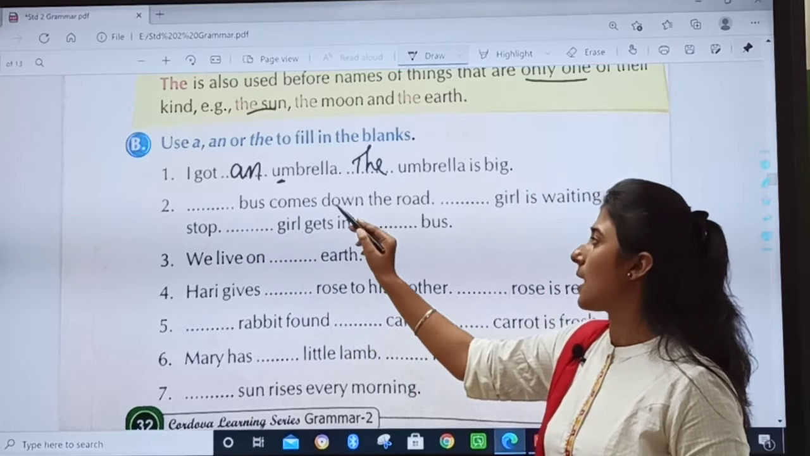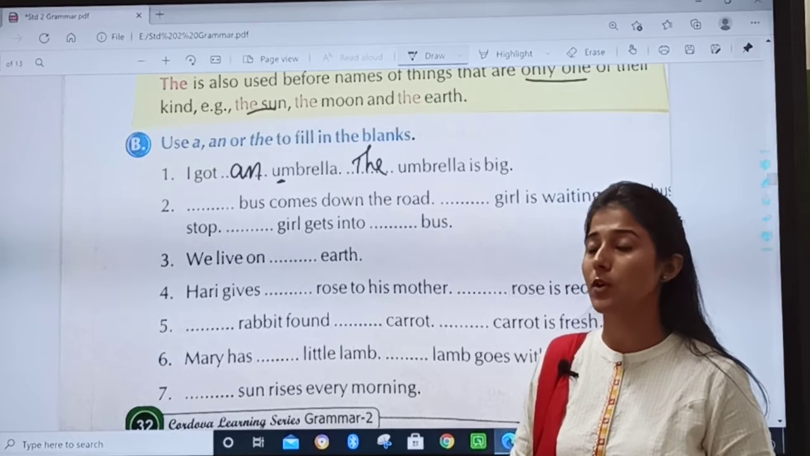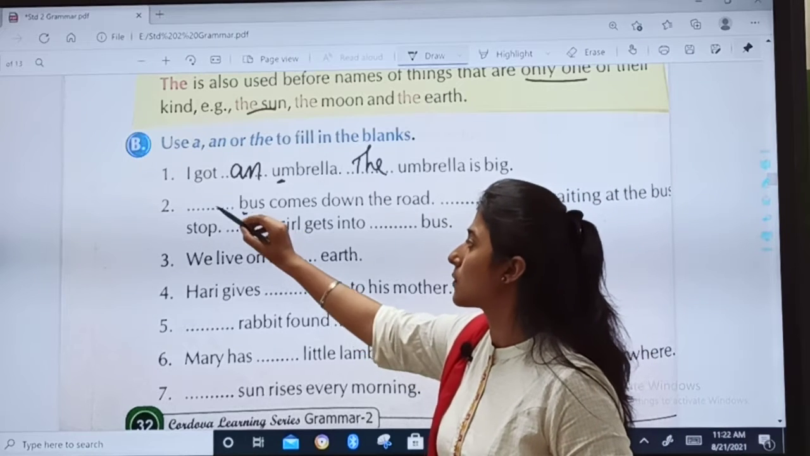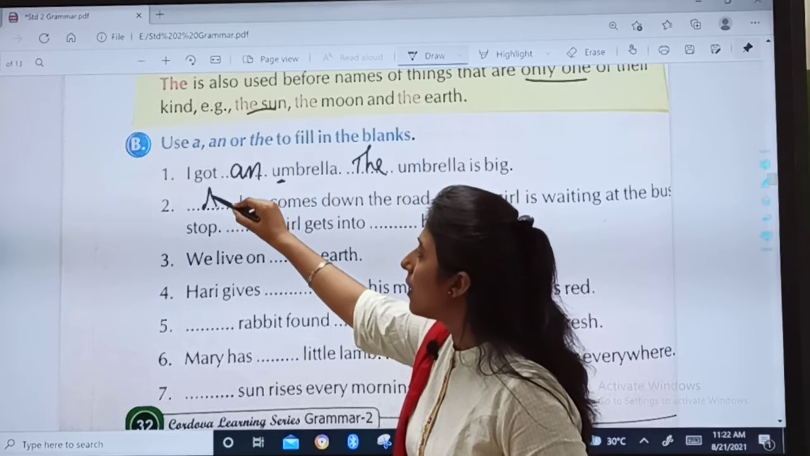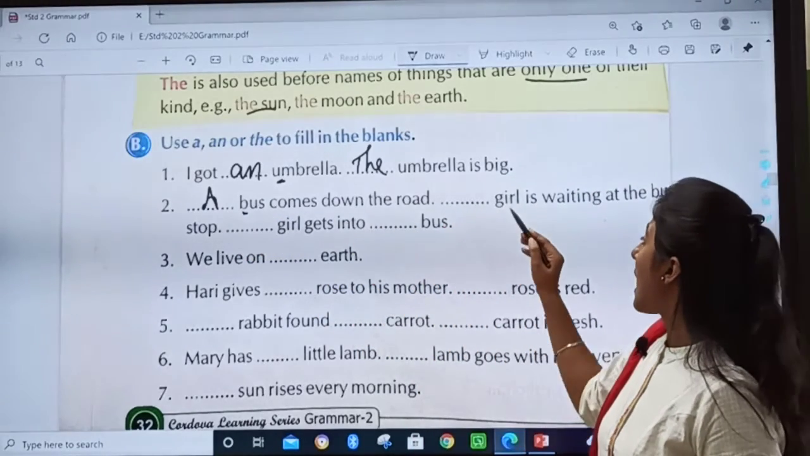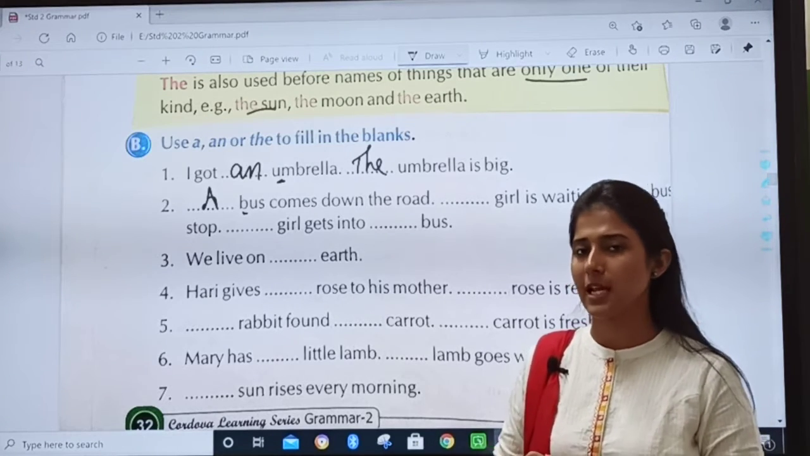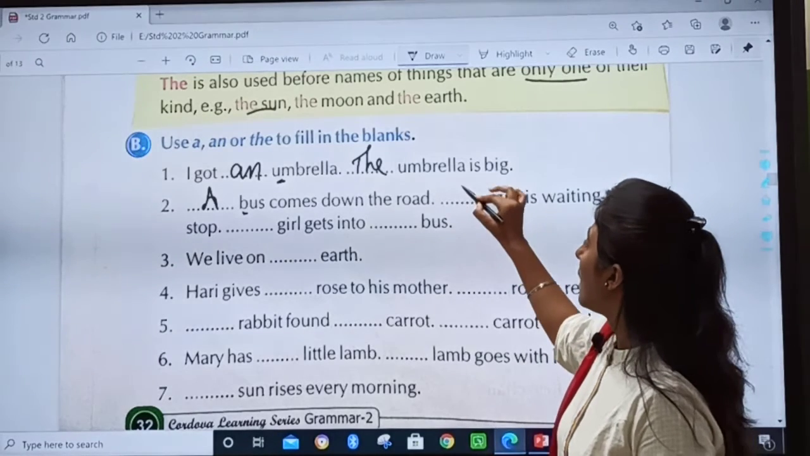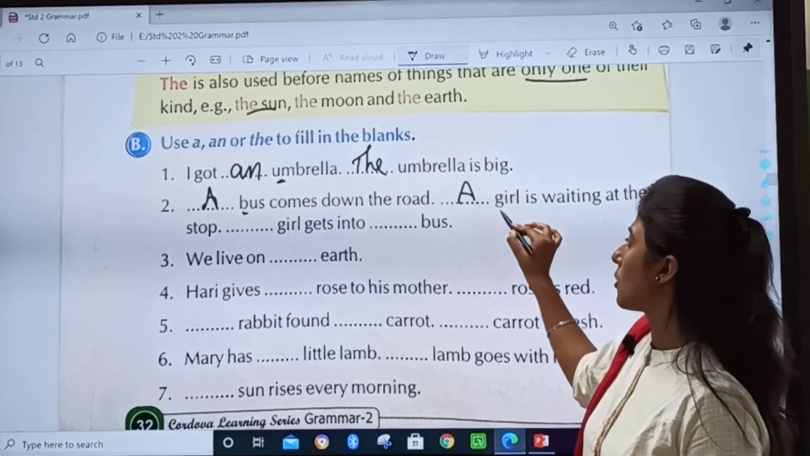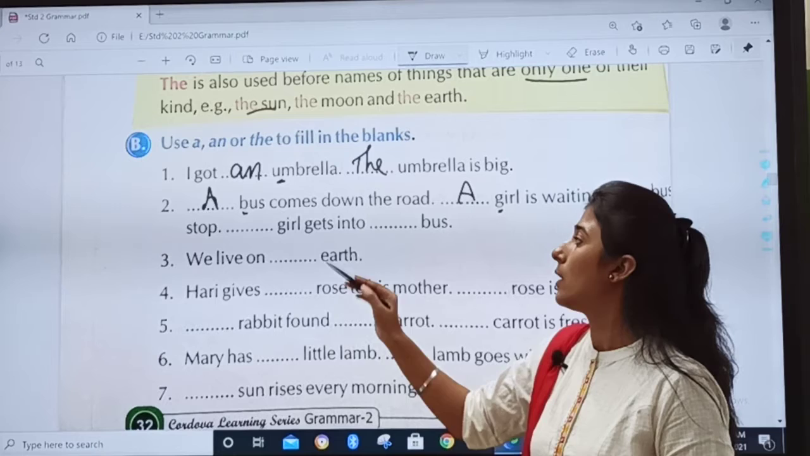Dash bus comes down the road. See, it is not starting with a vowel. So, a bus comes down the road. Dash girl is waiting at the bus stop. We are talking the first time about a girl. A girl, and it is not a vowel. So, a girl is waiting at the bus stop.